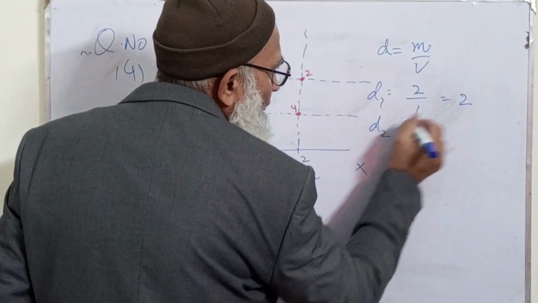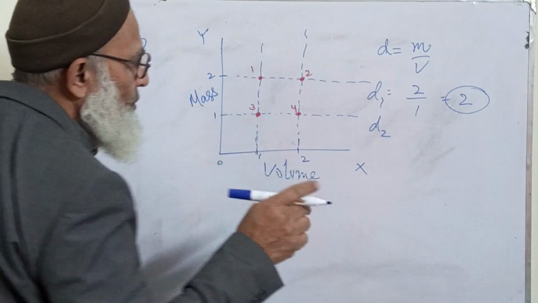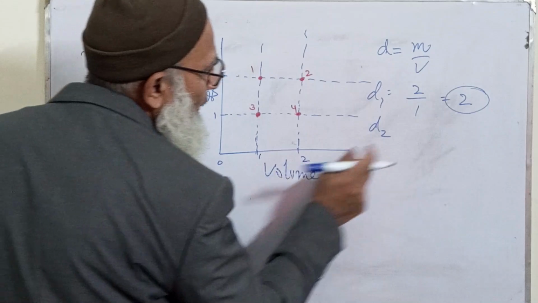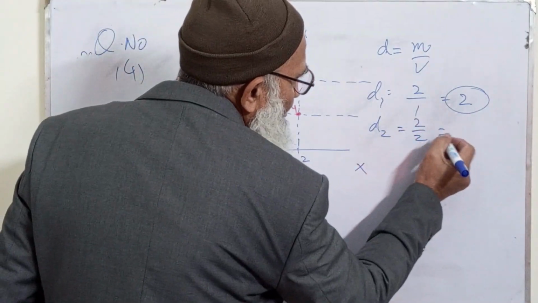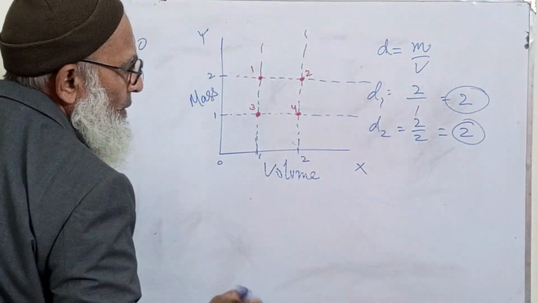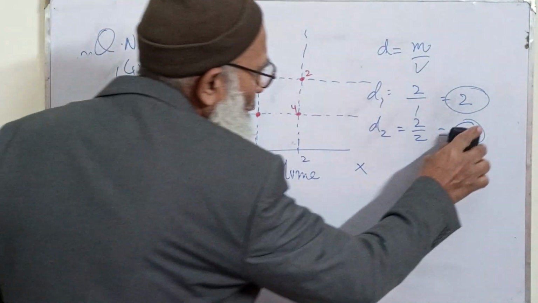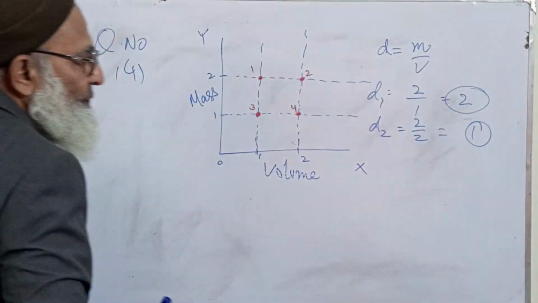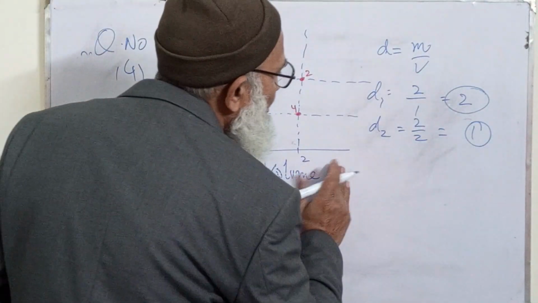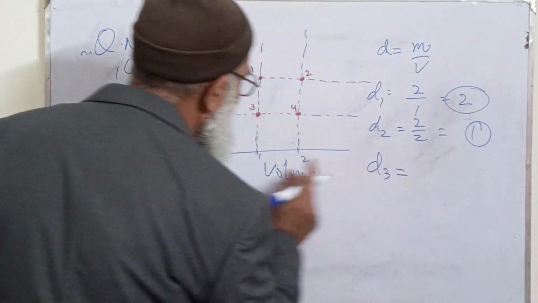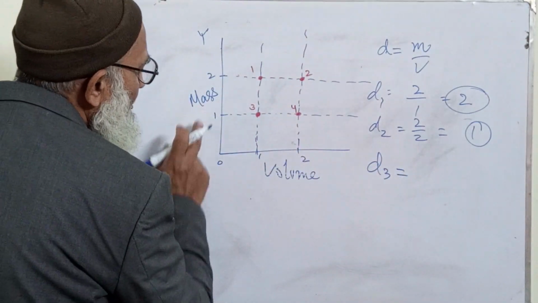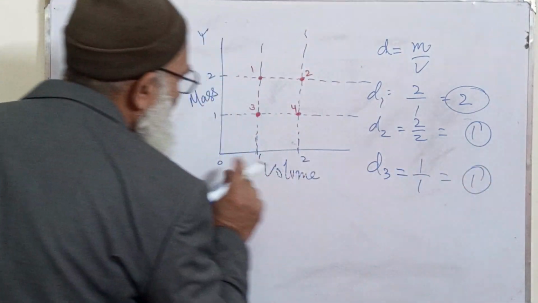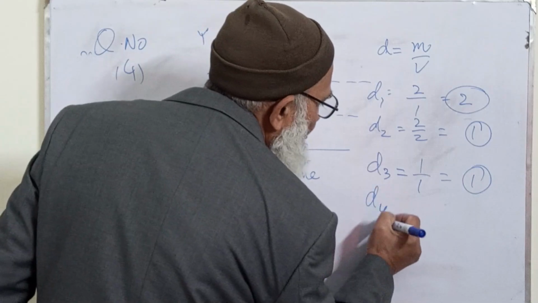Now D2, just mark this with you. Here it is D2. So it is 2 again here and 2 again here. 2 divided by 2, it is 2? No, it is 1. Okay. D3 is equal to, where is 3? Yes, this is 3. This is 1 divided by 1. It is 1 again. And D4, let me find the D4.